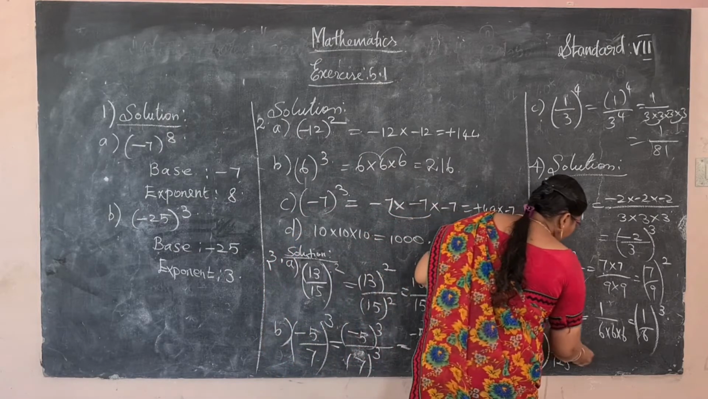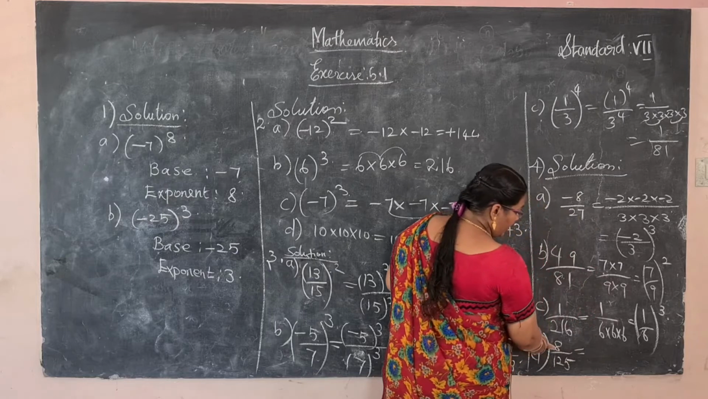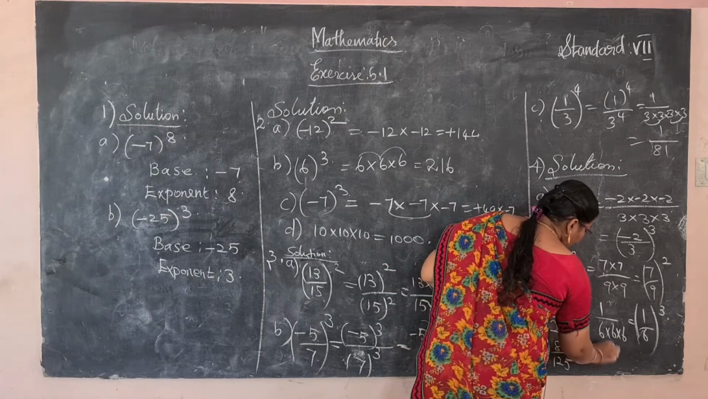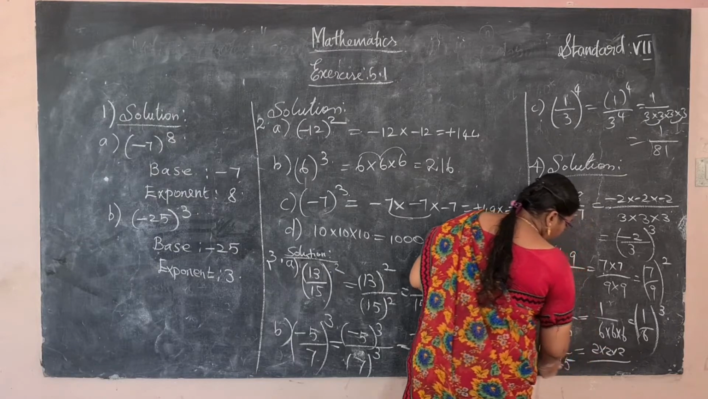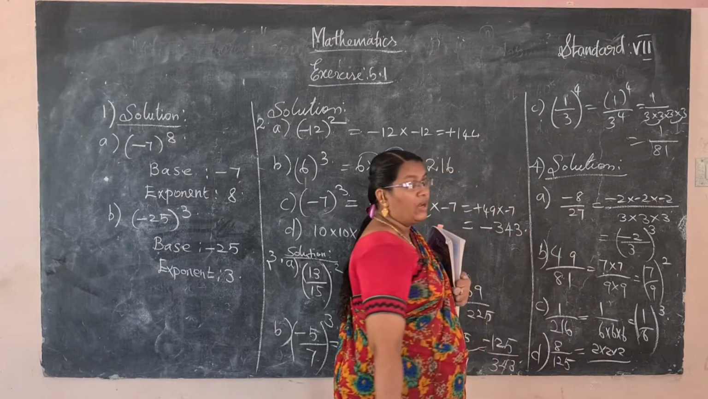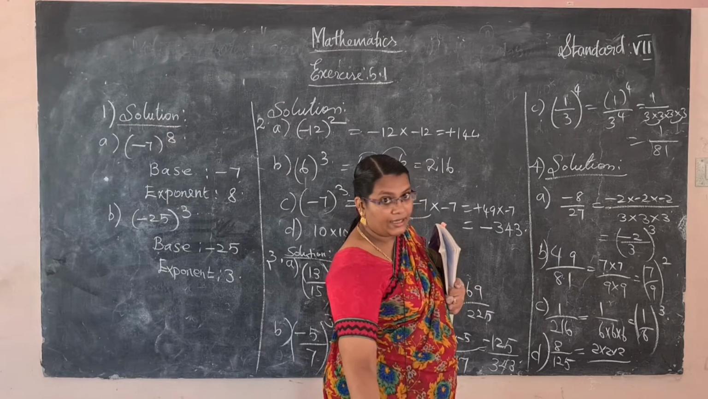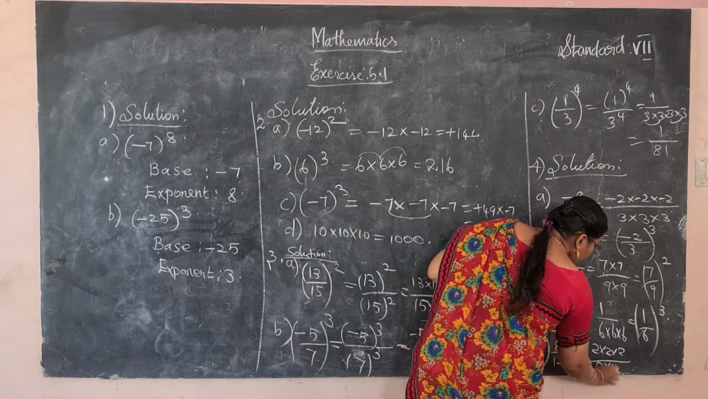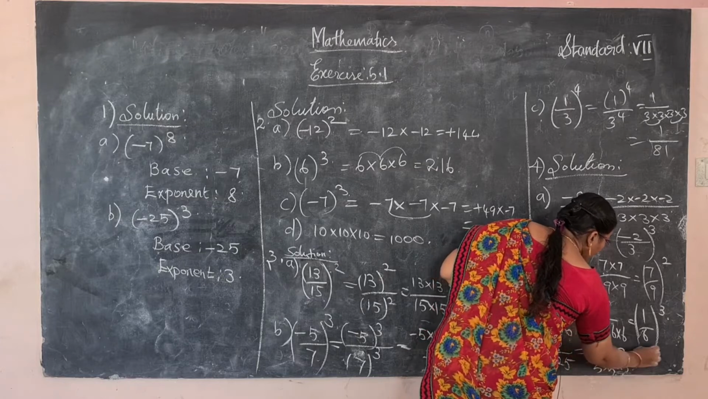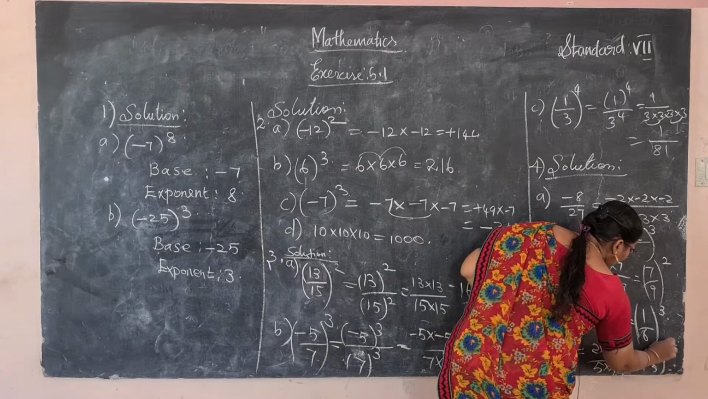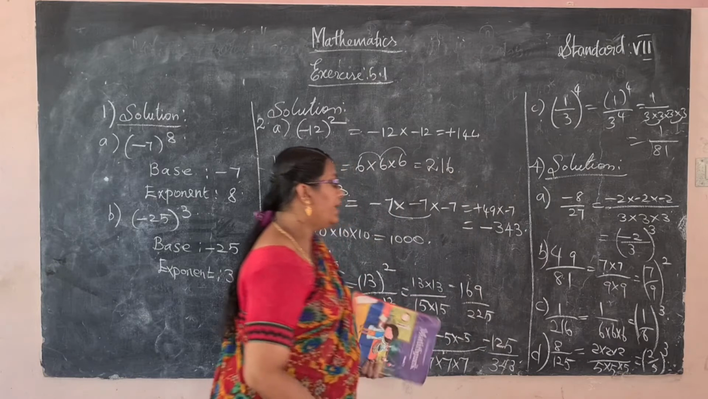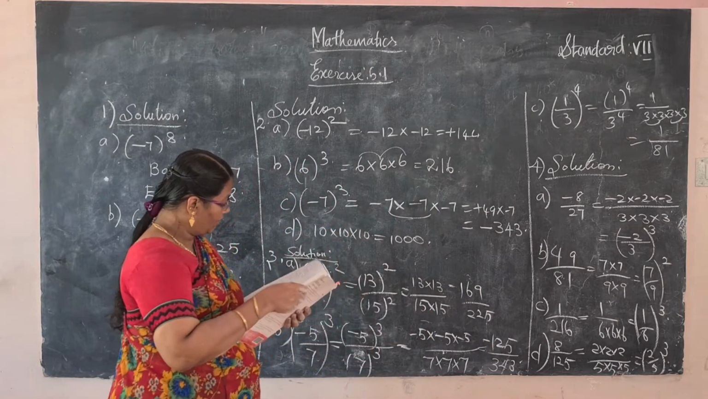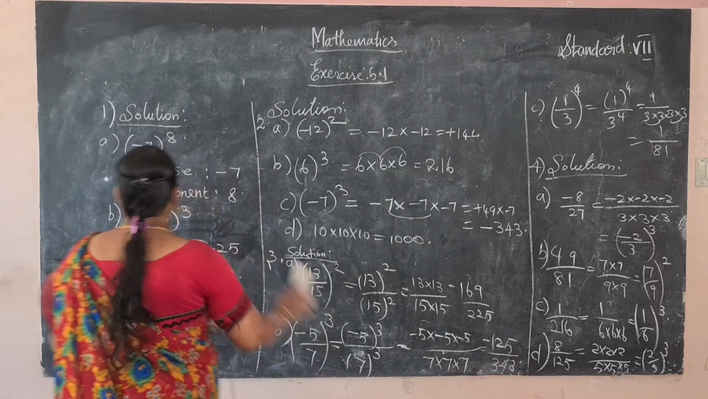Okay, so 2 multiplied thrice, we get the value of 8. So 2 into 2 into 2. The denominator is 125. So 5 multiplied 3 times, we get 125. So 5 into 5 into 5. So 2 by 5 the whole power 3. So the remaining problems are homework. Okay, and then the fifth problem.